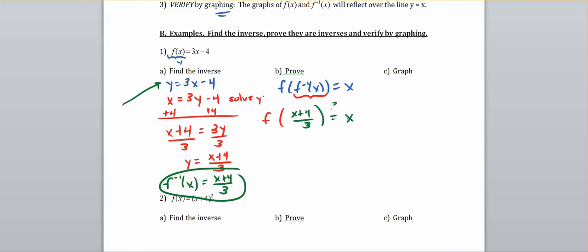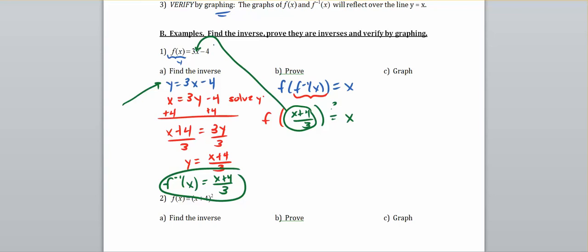So what I'm going to do is composition of functions. You work from the inside out. Now I'm going to look at the f function, the original function, and I'm going to plug this in every place I see an x. So instead of an x, I'm going to plug in my inverse. So there's my original function.